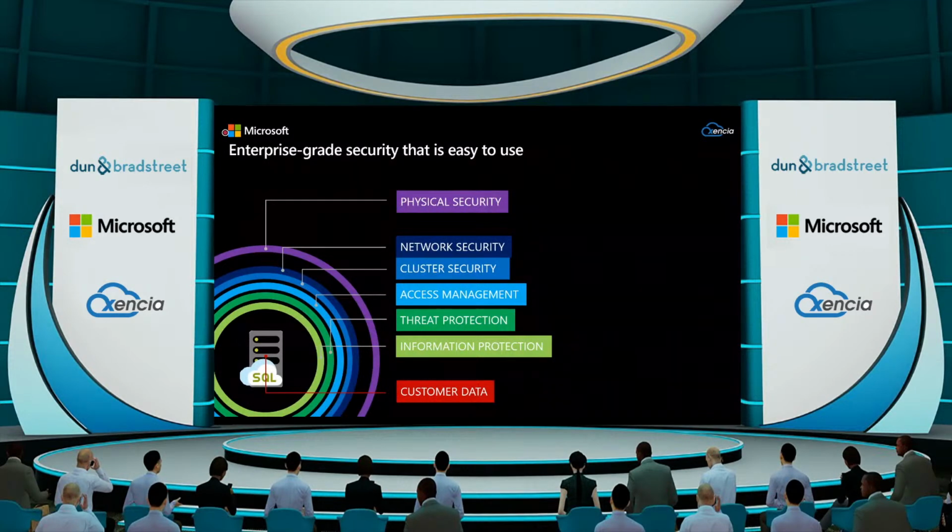This is a slide that talks about security, which has the physical security, then the network security, and inside that the cluster security, then the access management, the threat protection, and the information protection. And inside that is the customer data, right? So these are all the enterprise-grade security features built into the Azure database platform service, so that our data is placed in a very safe way.